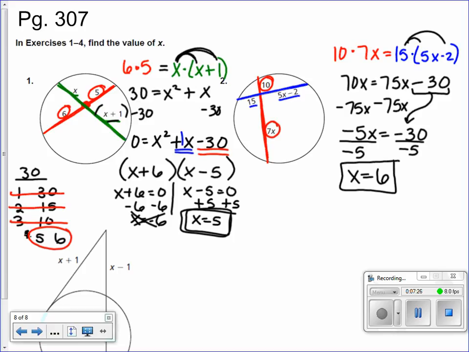So that was kind of big idea number 1 yesterday. When you have 2 chords crossing inside the circle, they divide each other into pieces where the products are equal to each other.